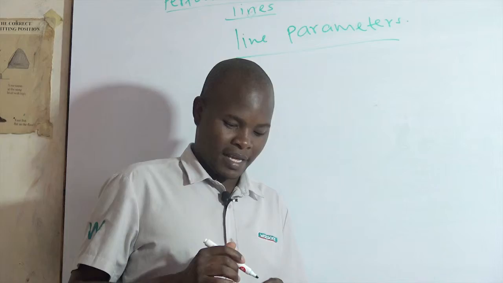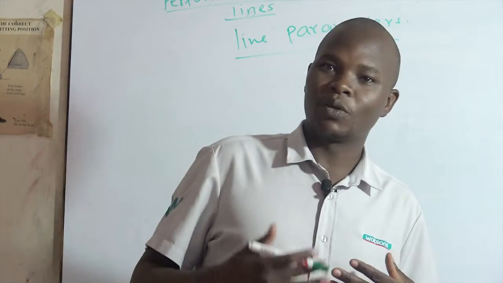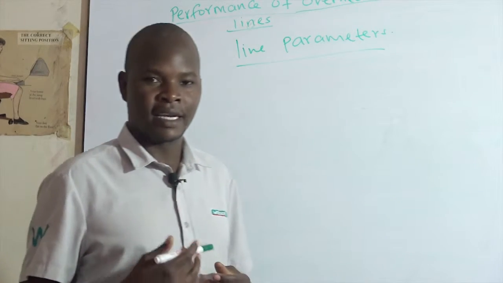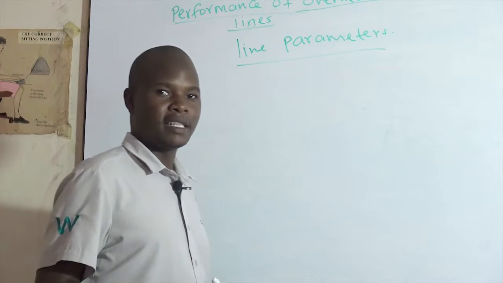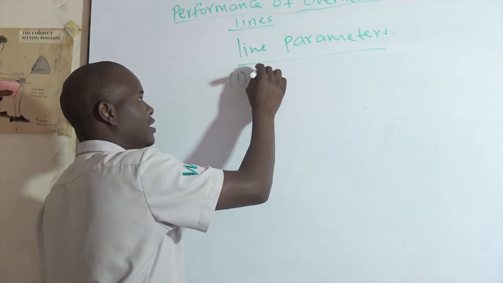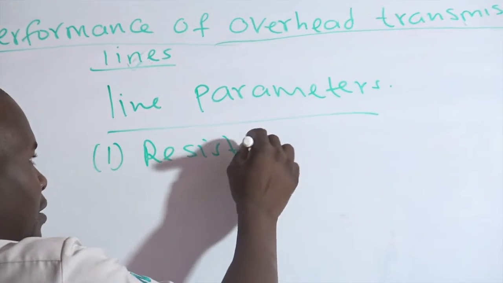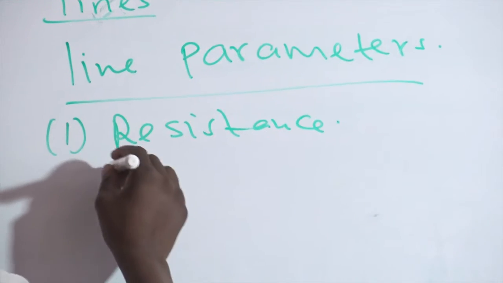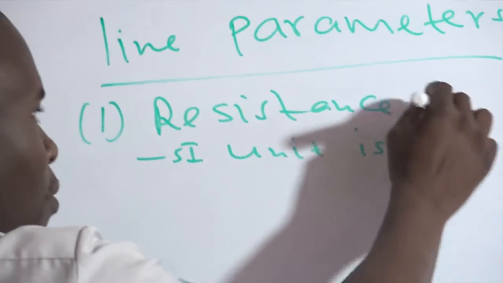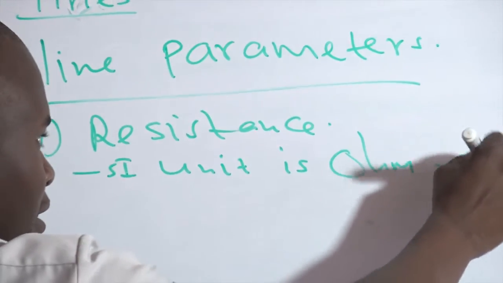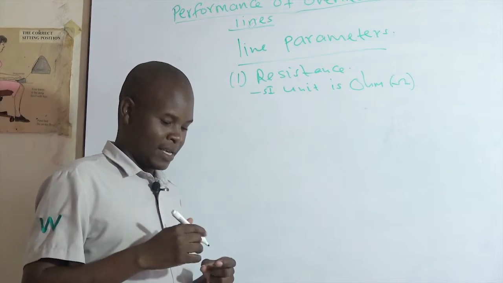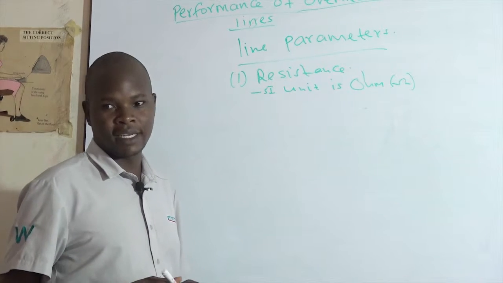Line parameters are those elements which can cause reduction in or interference with the transmission lines. Number one, we have resistance. Its SI unit is ohm, and this is the symbol. Resistance is the opposition to the flow of current in a system.